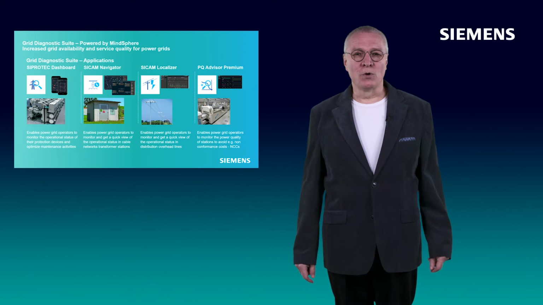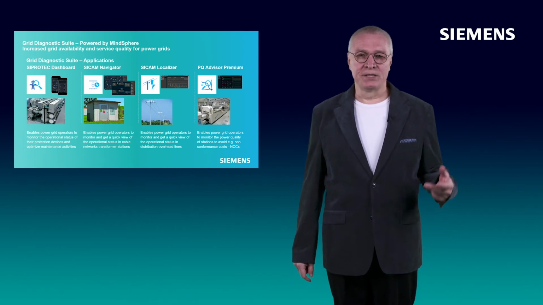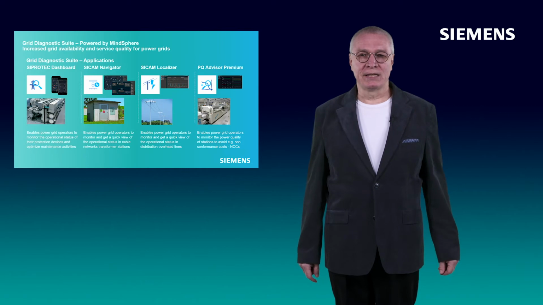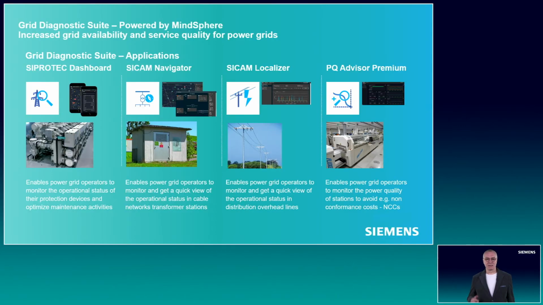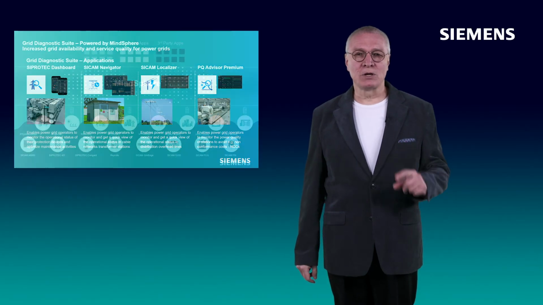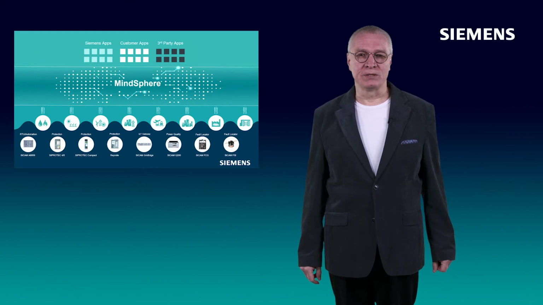As mentioned, the four members of the Grid Diagnostic Suite are the cProtect Dashboard, using protection data to show operational status and advanced data like fault records. The CCAM Navigator and CCAM Localizer show operational status of distribution grids, while CCAM Navigator is focusing on underground cables and CCAM Localizer on overhead lines. The fourth application, the Power Quality Advisor Premium, helps to avoid non-performance costs because of harmonics, power factor problems or brownouts. Let's have a look at the concept and technical realization.